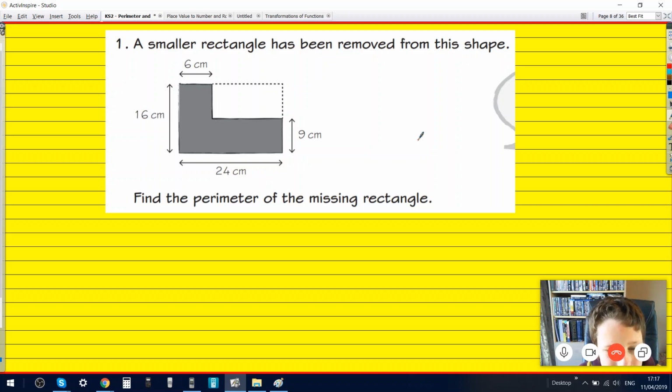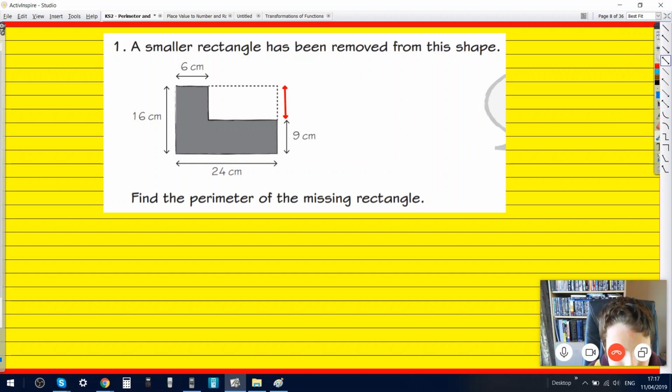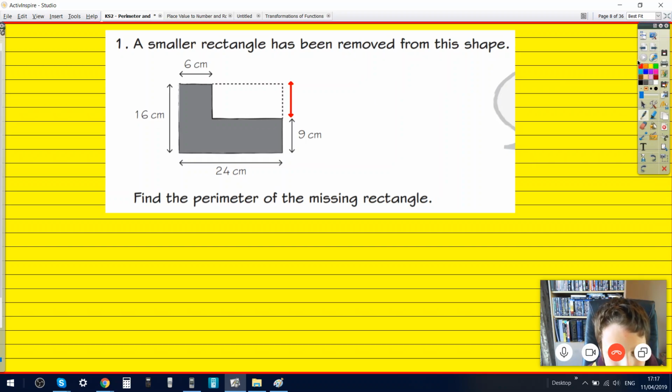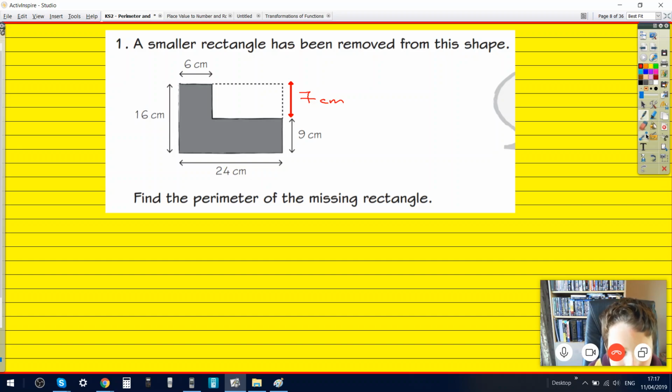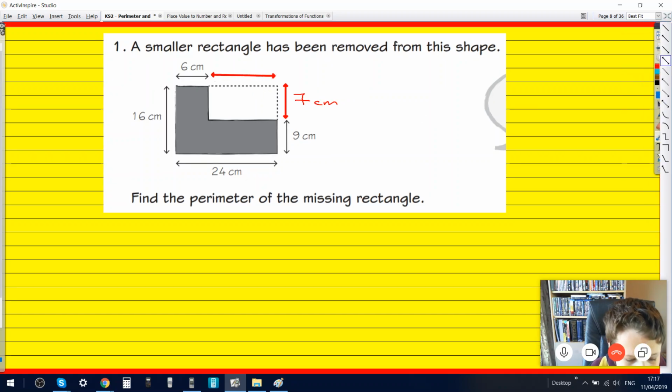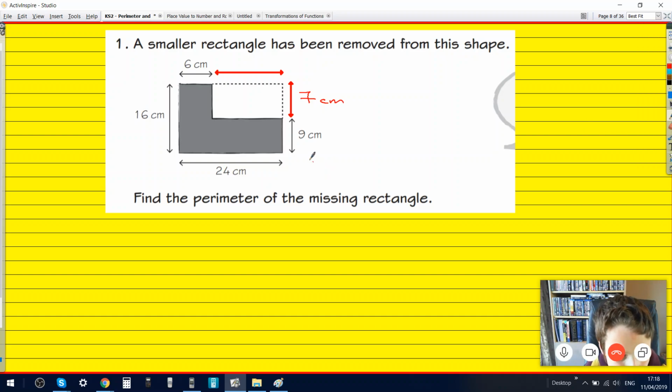Well, we know that the 9 centimeters when extended would have to be 16 centimeters, and we know that 9 plus 7 is 16. So the side of the smaller rectangle must be 7 centimeters. Correct. And the 6 centimeters when extended goes to 24, and 18 plus 6 is 24, so that must be 18 centimeters. Well done.